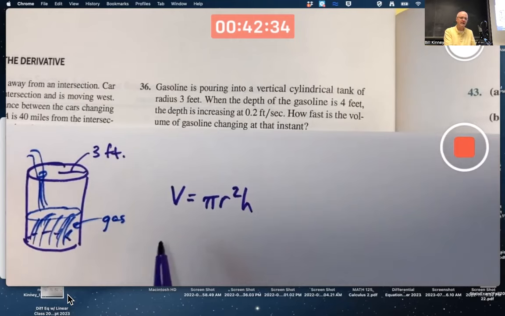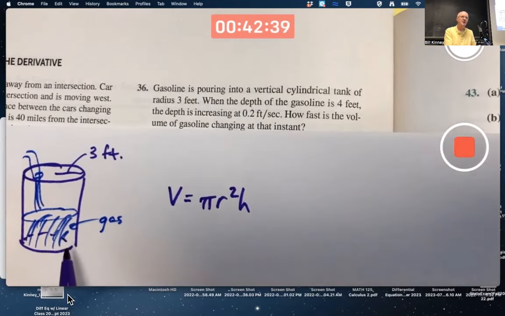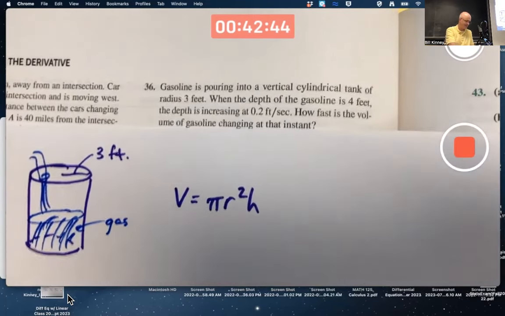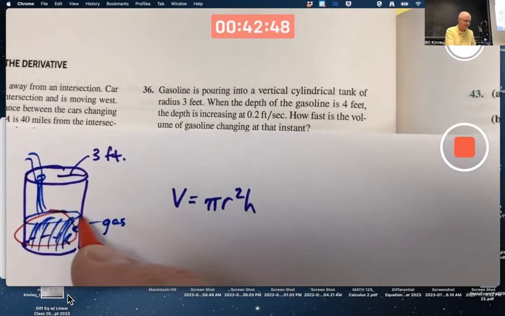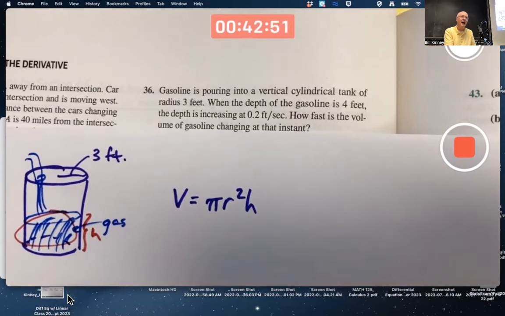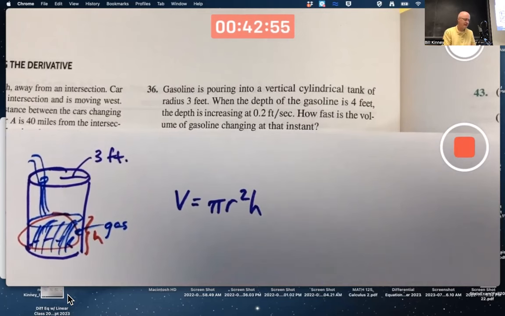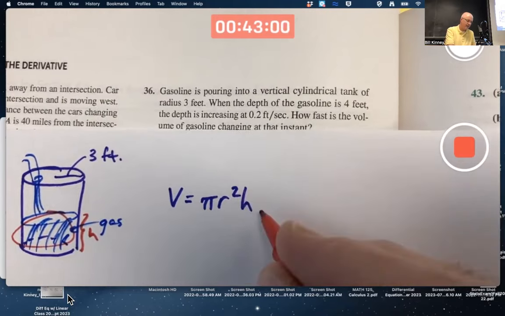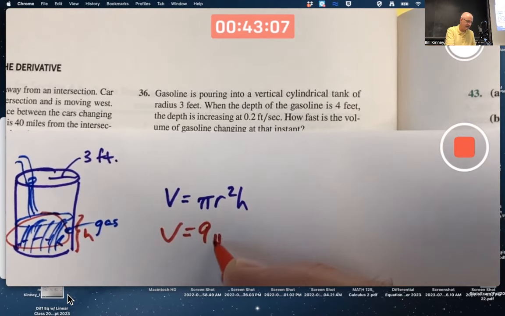When I think about trying to solve this problem, though, I want to imagine this equation not applying to the whole cylinder, but to this cylinder of gas. This part. That's a cylinder as well, of height h and the same radius as the overall tank, 3 feet. I could replace r with 3. R squared would be 3 squared is 9, and write this as V equals 9 pi h.